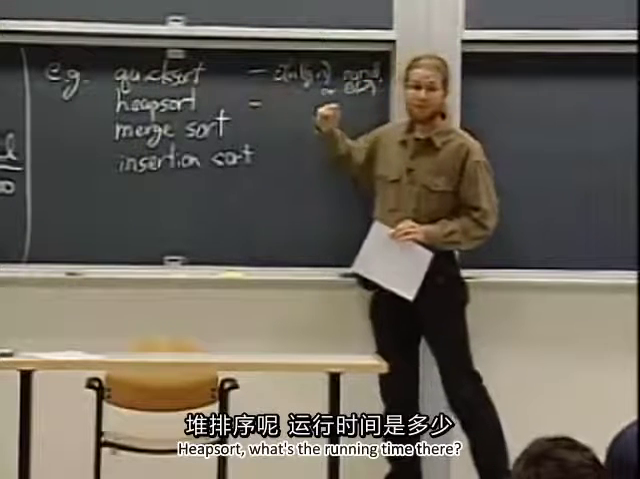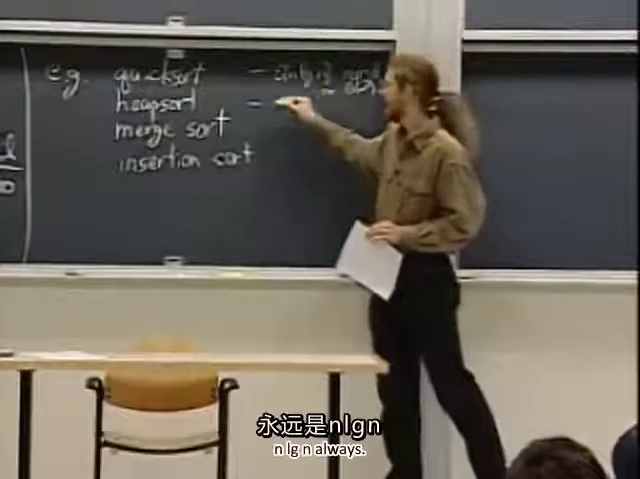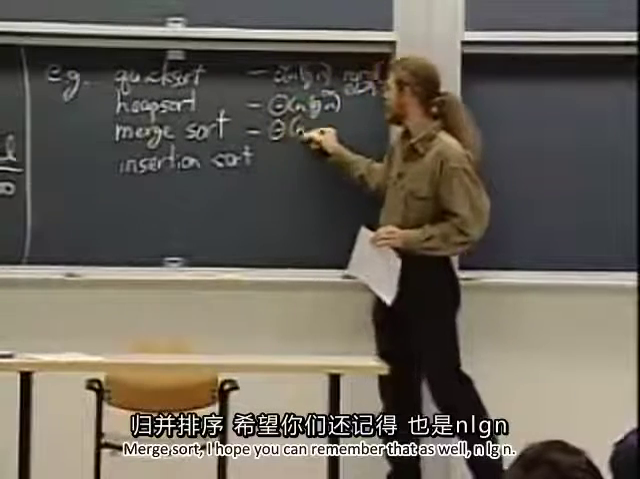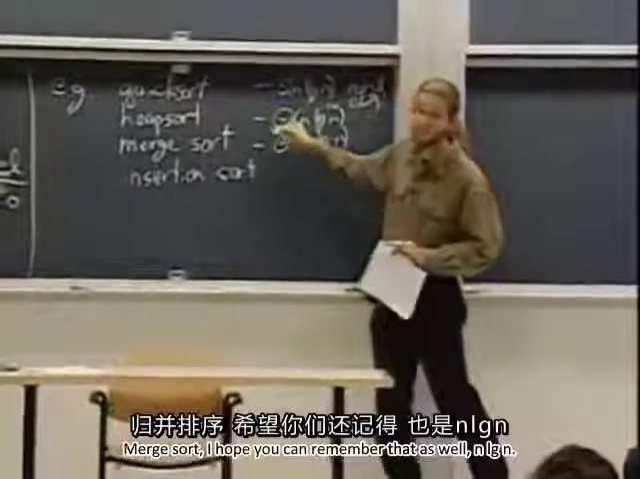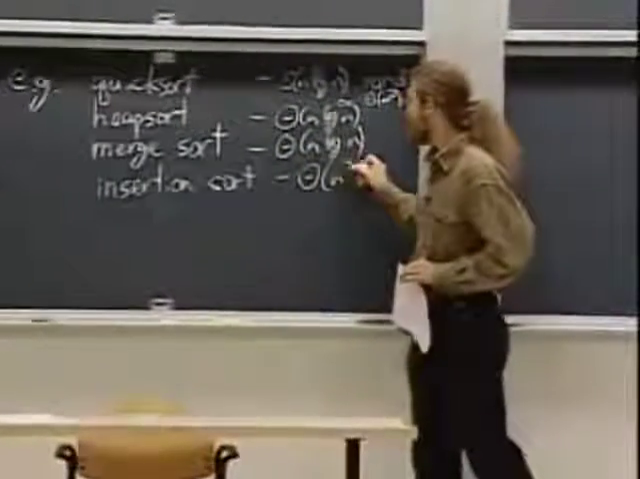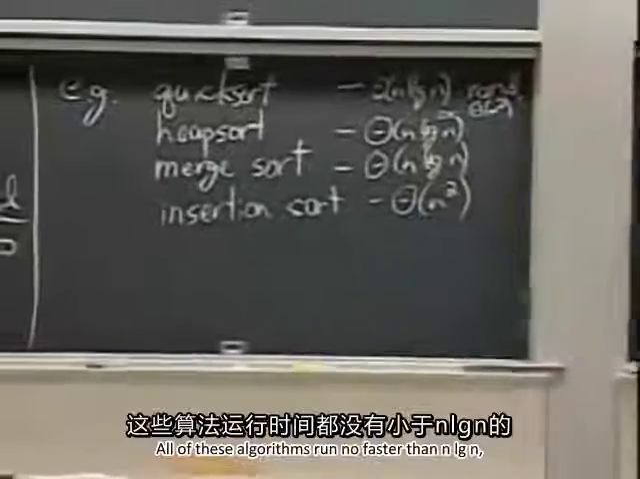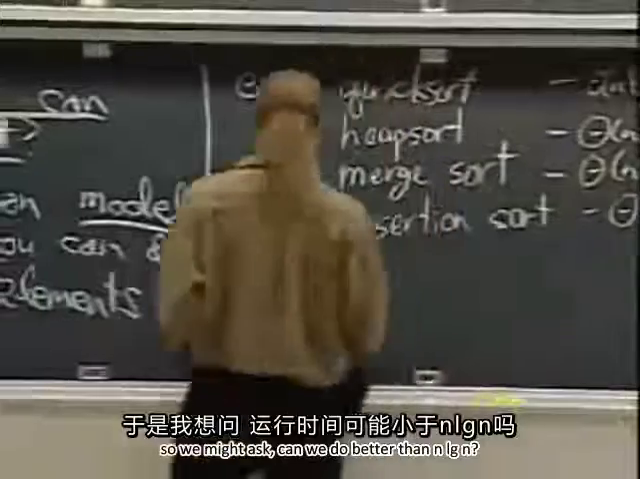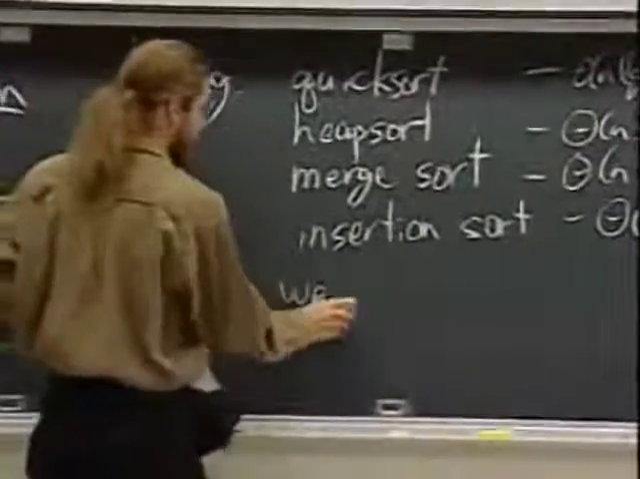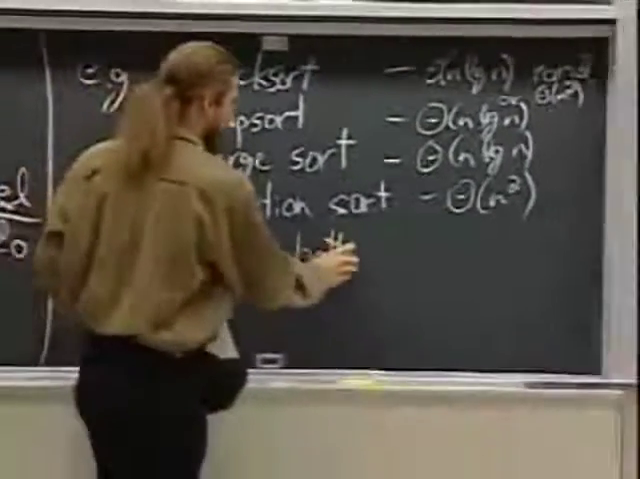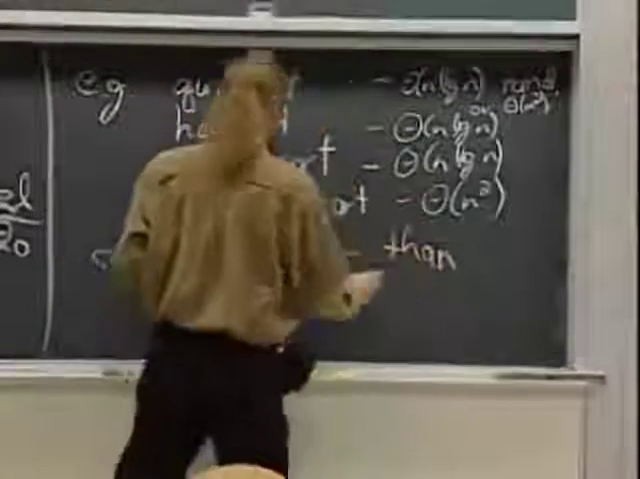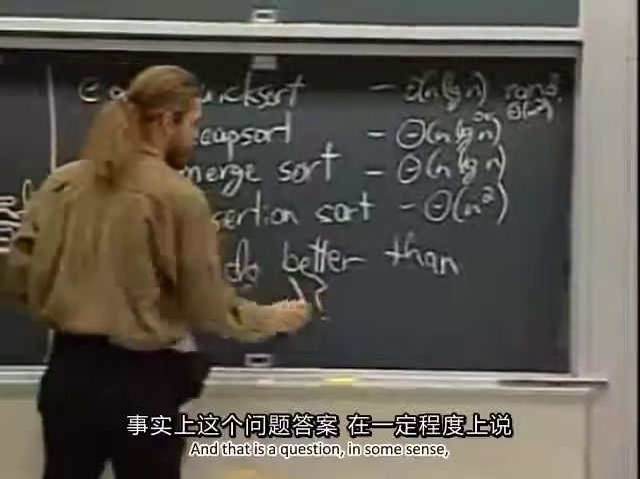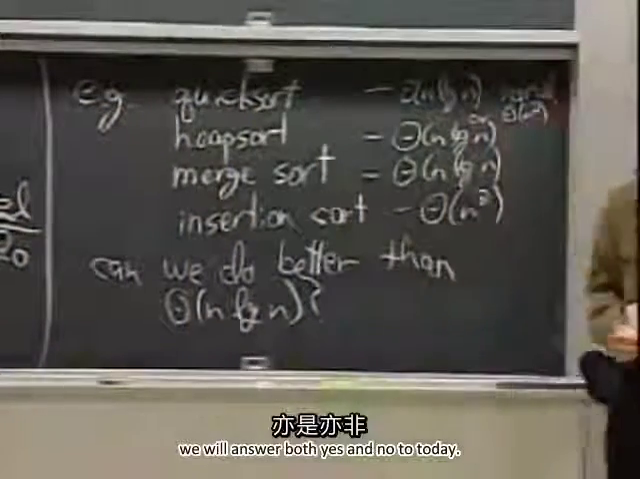Heap sort, what's the running time there? N log n, always. Merge sort, I hope you can remember that as well. And insertion sort, n squared. Okay. All of these algorithms run no faster than n log n, so we might ask, can we do better than n log n? And that's a question, in some sense, we'll answer both yes and no to today.